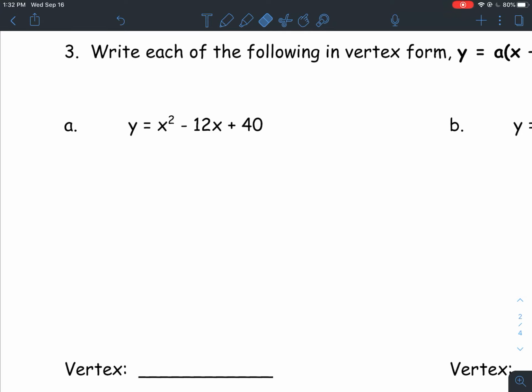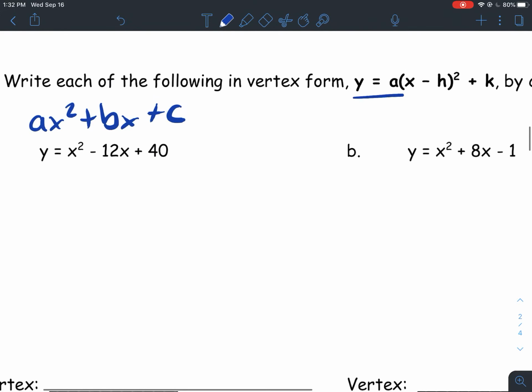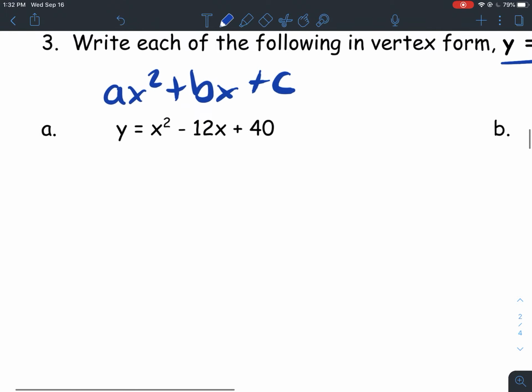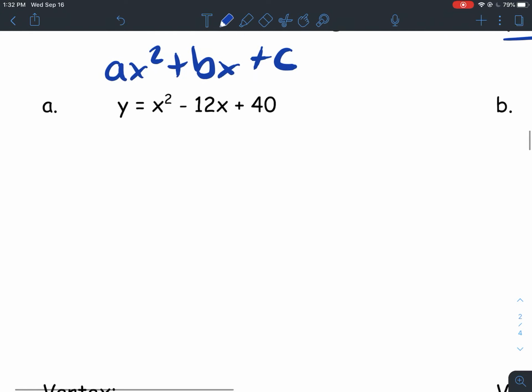So here we have our standard form parabola, right? We're in that ax squared plus bx plus c. And we want to get it into vertex form, which is y equals a times (x minus h) squared plus k. That's our vertex form. So how do we do this? Well, we're going to have to do that completing the square thing that we talked about last time. So bear with me. I know this is going to be really confusing when I do the first one, but you're going to get it. So I want you to write it like this.